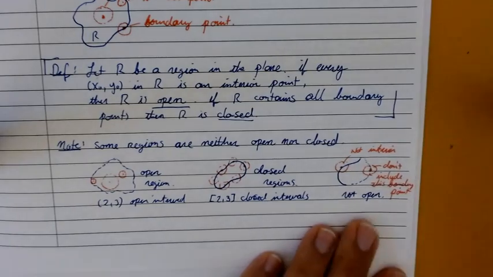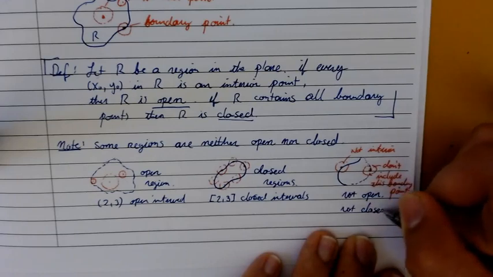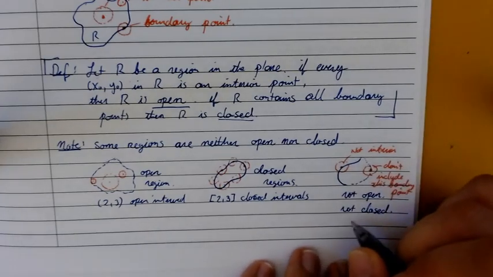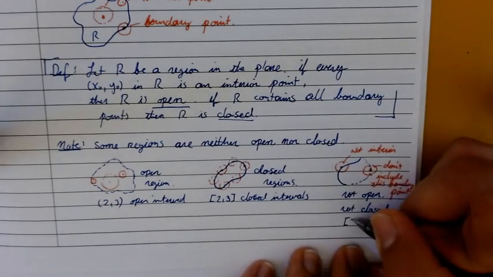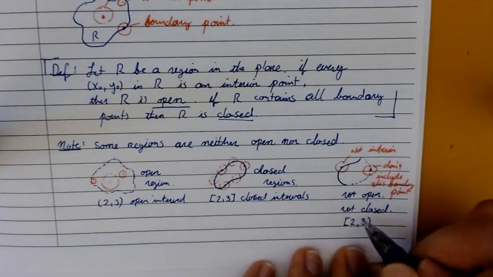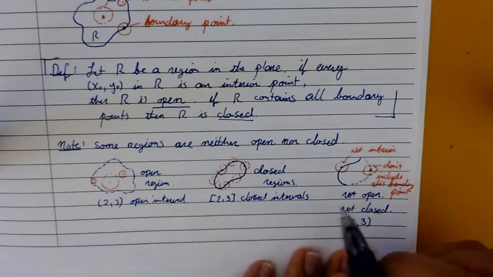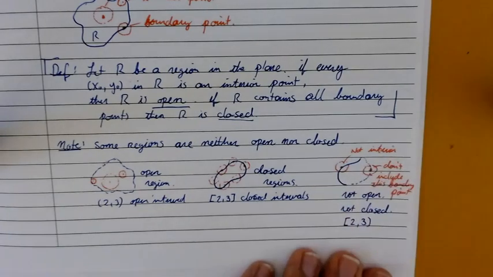So that means it's not open, but it's also not closed. On the number line, the analog would be something like this, where it's not closed because it doesn't include this endpoint, but it's not open because it does include this endpoint. That's the analog in the plane.